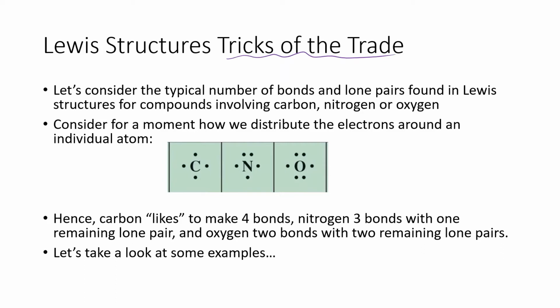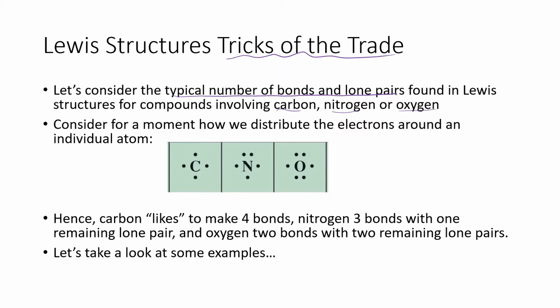We need to start this discussion from considering the typical number of bonds and lone pairs found in Lewis structures for compounds involving carbon, nitrogen, and oxygen. A lot of your Lewis structures that you're going to be asked to draw involve these elements, so they're good to focus on. And if you go on to organic chemistry, you're going to be seeing a lot of these as well.